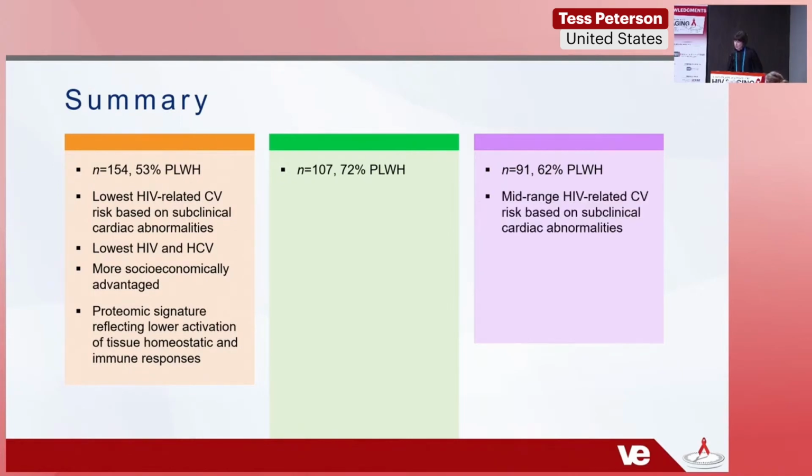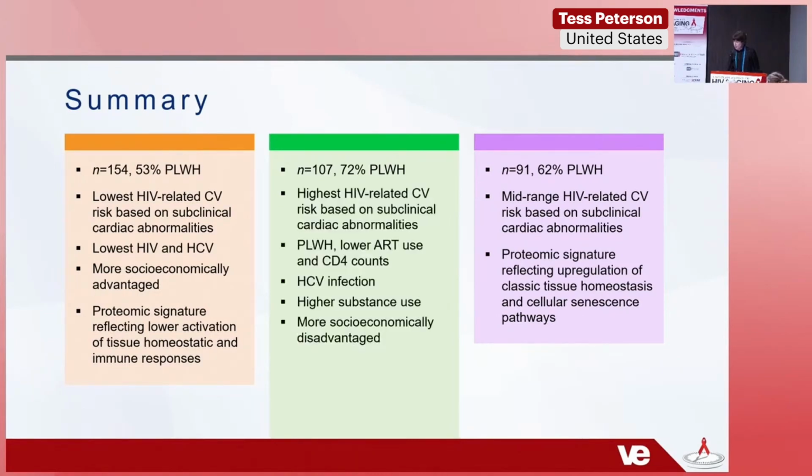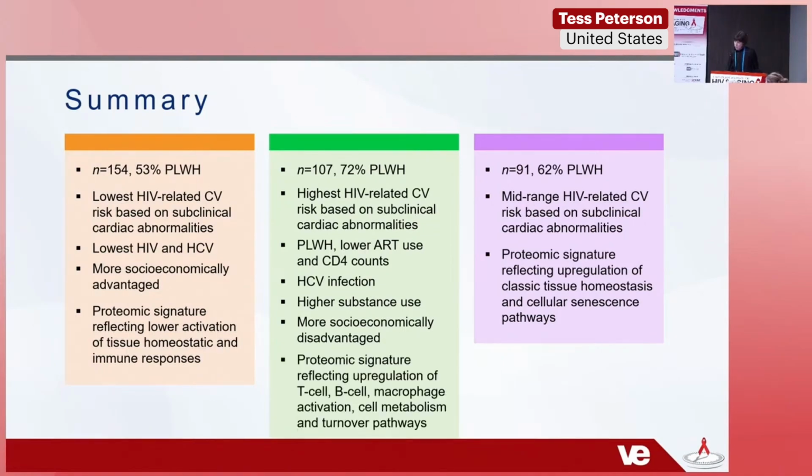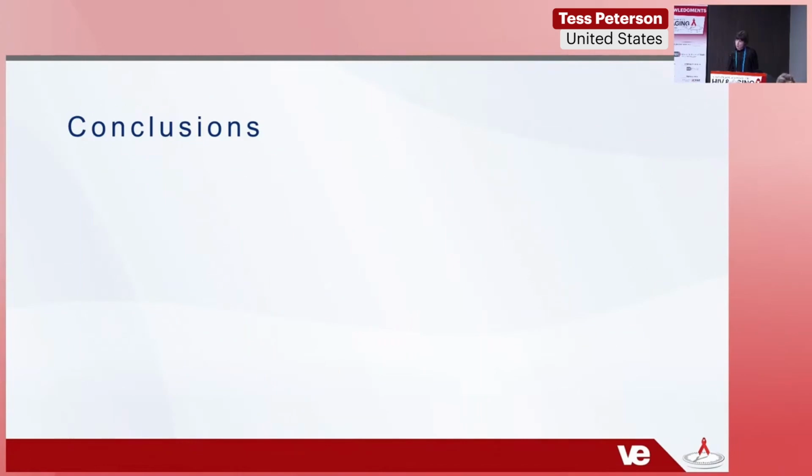This pink cluster, representing sort of mid-range cardiovascular risk, has proteomic signatures reflecting upregulation of classic tissue homeostasis and cellular senescence pathways. And then this green cluster, sort of the highest CV risk, has people living with HIV with lower ART use and CD4 counts, highest prevalence of Hep C infection, higher substance use, and more socioeconomically disadvantaged. And then proteomic signatures reflecting upregulation of T cell, B cell, and macrophage activation, as well as cell metabolism and turnover pathways.